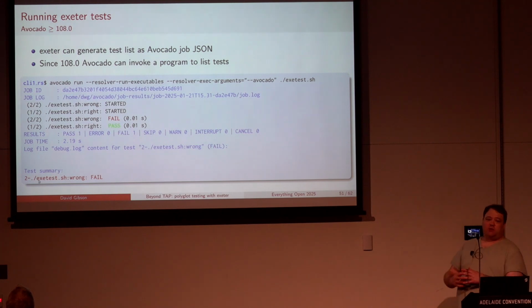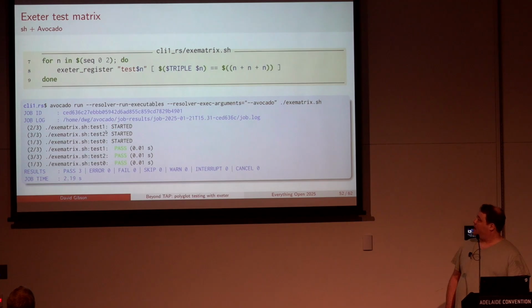The easiest way to run them at the moment, nicely, is with Avocado. This does have to be a pretty recent version. With this rather awkward command line, Avocado will talk to Exeter, get the list, and run all the tests. So here we're just pointing it at this with these complicated arguments. It runs the two tests; one of them passes, one of them fails.